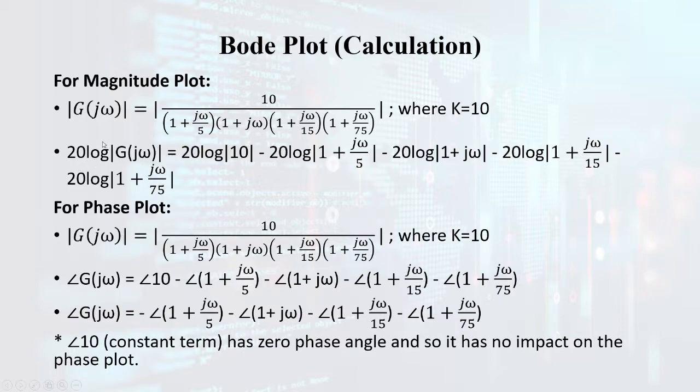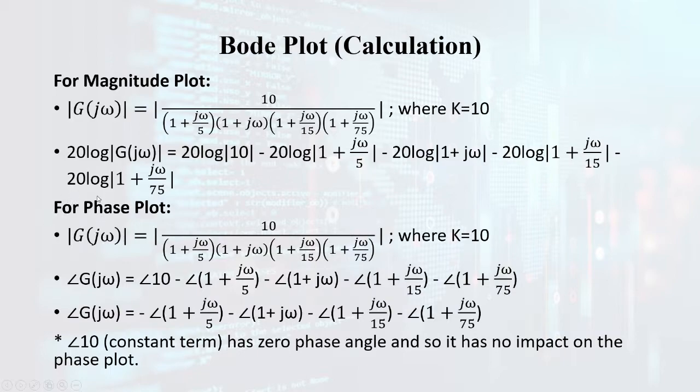So to proceed to the next step, 20 log of G(j omega) is equal to 20 log 10 minus 20 log of 1 plus j omega over 5 minus 20 log of 1 plus j omega minus 20 log of 1 plus j omega over 15 minus 20 log of 1 plus j omega over 75. This is the equation to plot the Bode plot for the magnitude.